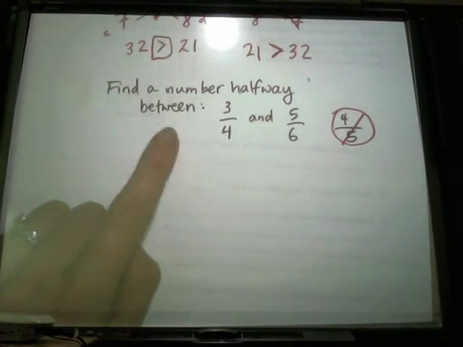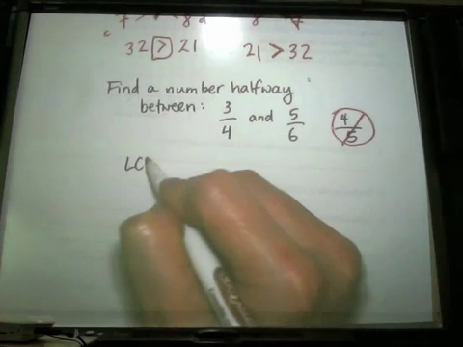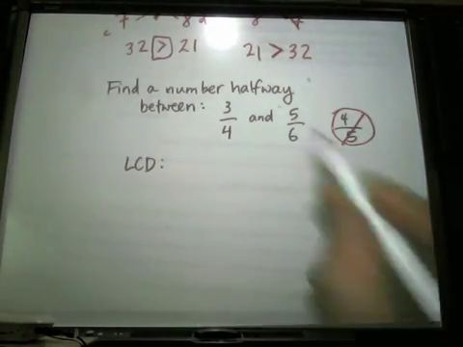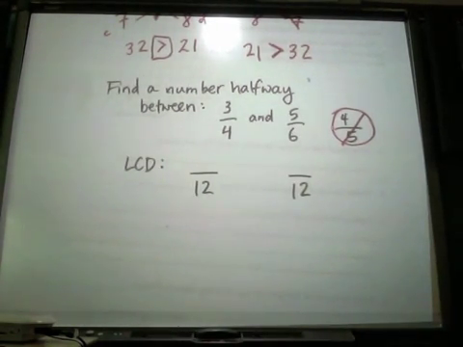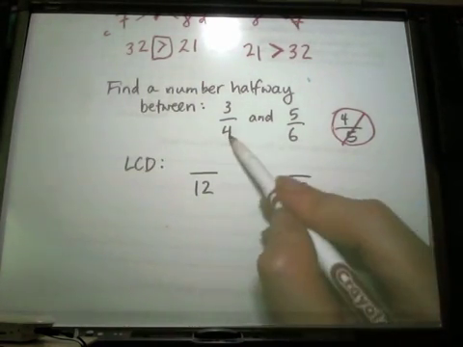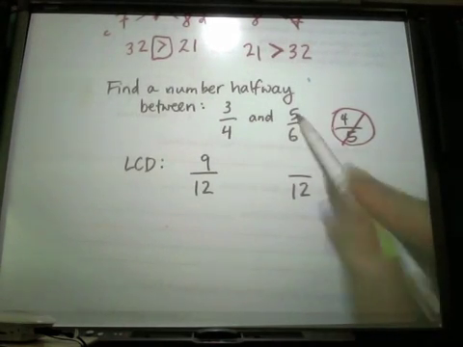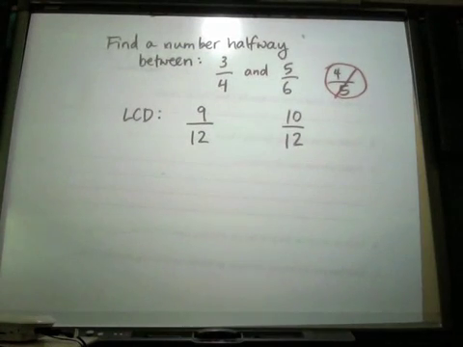For these problems, you'll only have a couple of these. The first thing you're going to do is find an LCD. For 4 and 6, of course, we could use 12. So the first thing you're going to do to find the middle, the halfway point, is to turn them into having a common denominator. 4 times 3, so 3 times 3 makes 9. 6 times 2, so 10 twelfths. Okay, hopefully everybody's good on that part, turning equivalent fractions into their common denominators.